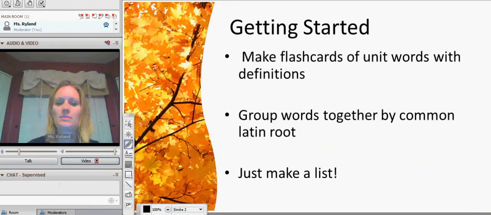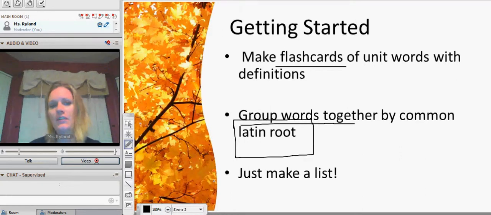First of all, it's really important that you make some tools for yourself so you're able to succeed. Making flashcards of the unit words is a great way to learn them. Write the word on one side and then flip it over and put the definition on the other, and then you can quiz yourself. It's also helpful to group words together by their Latin roots.